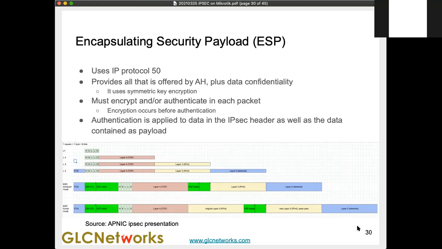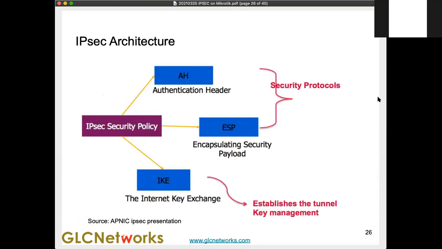So I'm explaining how IPsec works. Again, when you do IPsec, you have two options. You can choose AH, Authentication Header method, or ESP, Encapsulating Security Payload.